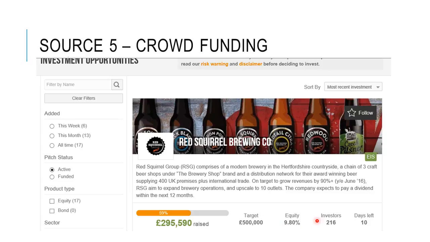So far, if you have a look here, there are 216 investors already who have bought shares, and they can buy any amount. And so far, they have bought £295,590, which is 59% of the target. There are 10 days left, and these investors' money will only be taken if within those 10 days the full target is met by people on the website.